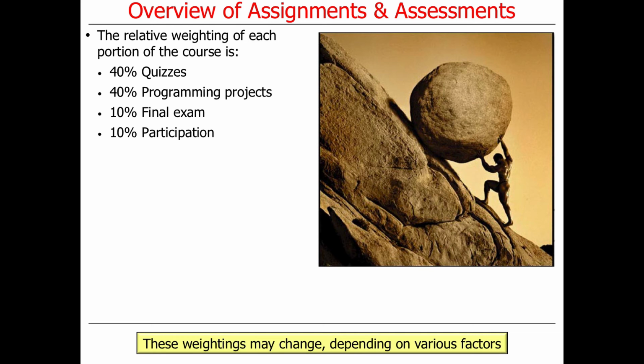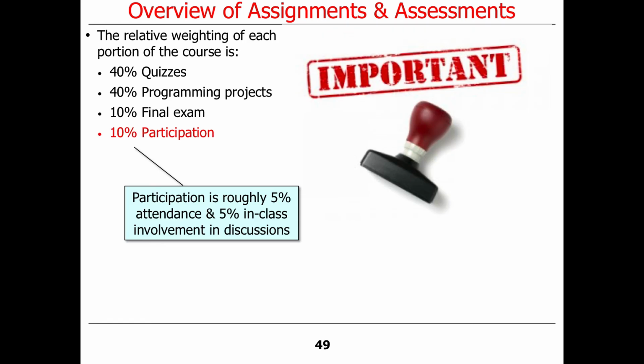Here's a rough breakdown of the weighting of the course. So the quizzes will be about 40%. Each quiz would roughly be 10% because there'll probably be 4 or so quizzes, which are sort of mini midterms or big quizzes. 40% programming projects, 10% final exam, 10% participation. The weightings may change, but that's typically what I've been doing.